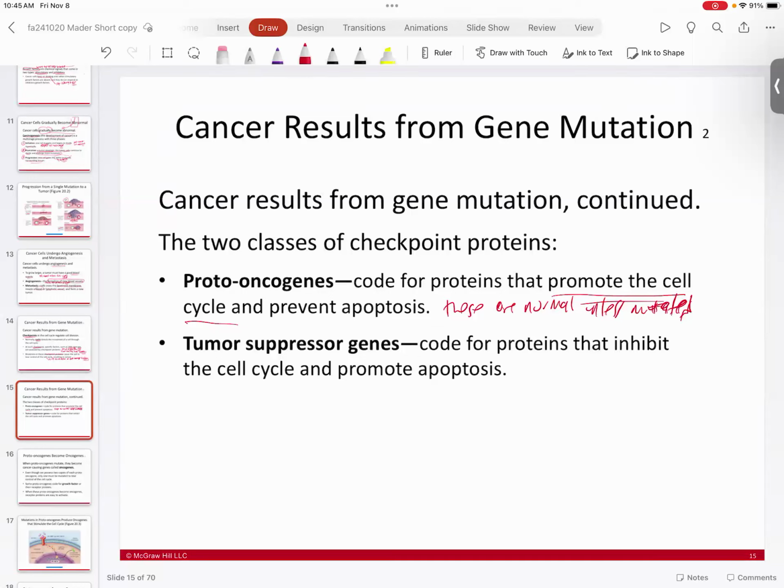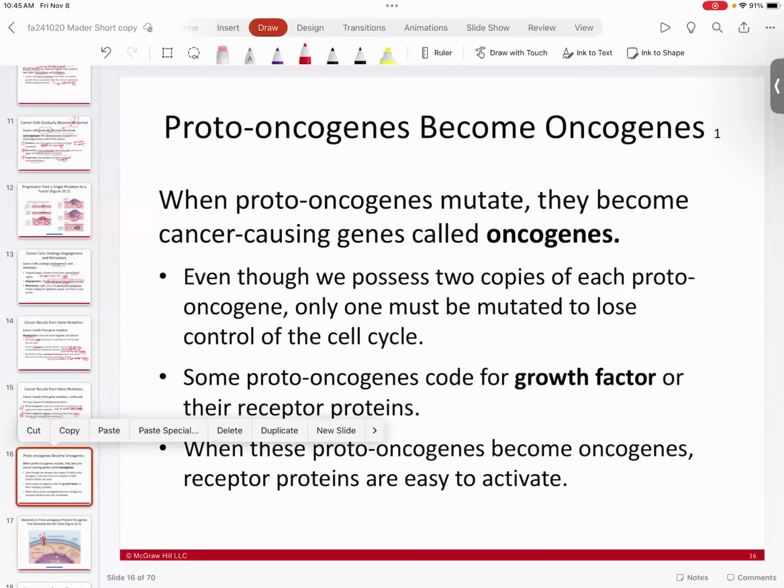Now, a tumor suppressor gene encodes for a protein that will inhibit the cell cycle. And so it tends to promote apoptosis. So this is basically a regulator, if you want to think of it in terms of on-off switches. Proto-oncogenes will turn on the cell cycle. So that's like your on switch. And tumor suppressor genes will turn off the cell cycle or keep it from moving forward. And so these become important regulatory types of proteins.